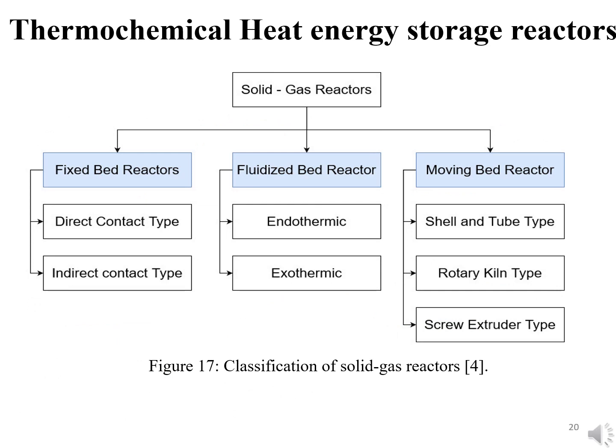It is very crucial to discuss the reactors used in solid gas reactions. As shown in figure 17, classification of solid gas reactors is shown. Solid gas reactors are classified in three parts, that is fixed bed reactors, fluidized bed reactors and moving bed reactors. In fixed bed reactors, direct contact type and indirect contact type reactors come. In fluidized bed reactors, endothermic and exothermic type of reactors come. And in moving bed reactors, shell and tube type, rotary kiln type and screw extruder type reactors come.